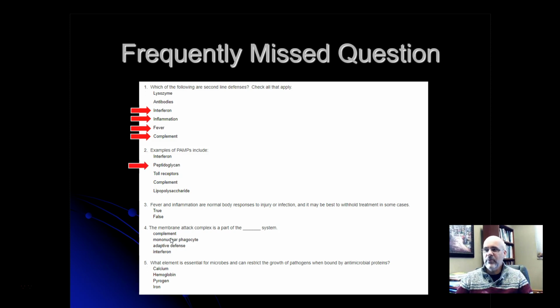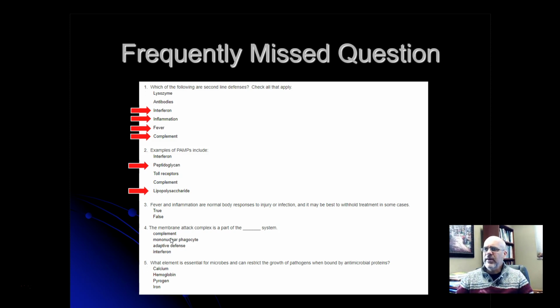That's not a human molecule, so that is going to be a PAMP that your immune system can home in on. Toll receptors, no, that's another name for pattern recognition receptor. That's kind of an older term. Complement, no, complement is a set of protein weapons that are part of our immunity, second lines of defense. PAMPs are molecules on the invading microorganisms. They're not our molecules. Lipopolysaccharide, absolutely. Where do you find that? Outer membrane of gram-negative bacteria.